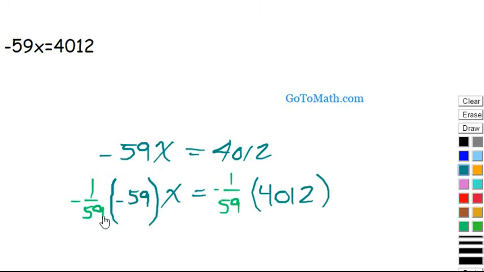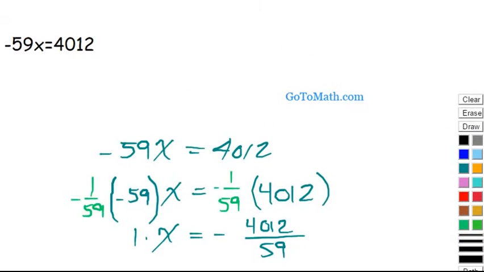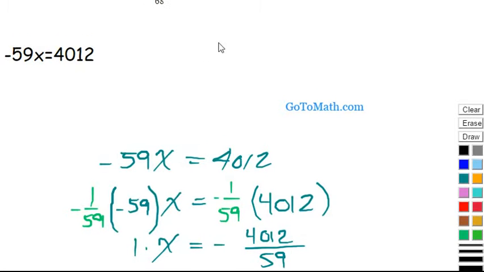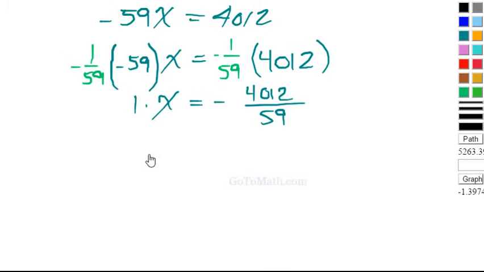So negative 1 over 59, a negative times a negative is positive first off. 1 over 59 times 59 is just going to be 1. And so then we're going to be left with a negative 4012 over 59. Negative 4012 over 59. So I'll let you figure out what 4012 over 59 simplifies down to while I go up to the top and cheat. So 68 it looks like. Of course we don't rewrite that 1. And remember it's negative 68.